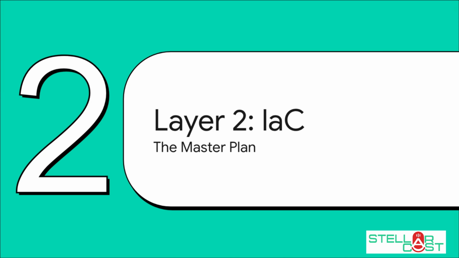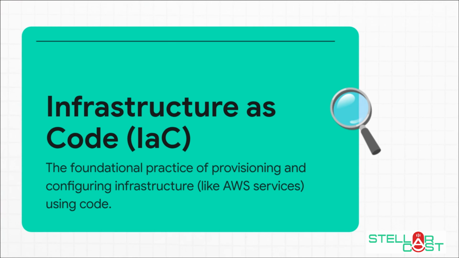So we have our materials. Now we need the master plan. In Layer 2, we stop building things by hand, and we start automating our entire infrastructure with code. Infrastructure as code, or IaC, is an absolute game changer. Instead of clicking around in a web console, you literally define your servers and your databases in a code file. This makes your whole setup repeatable, version-controlled, and perfectly consistent every single time you deploy it.